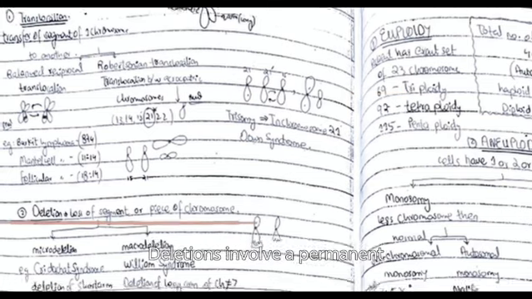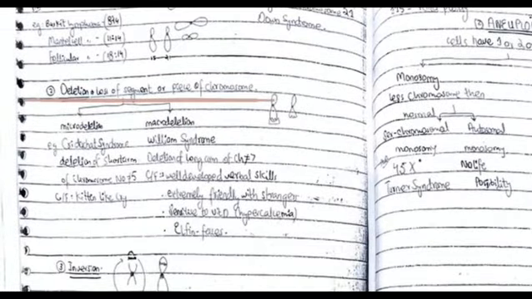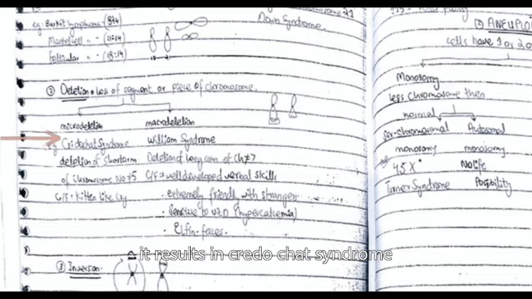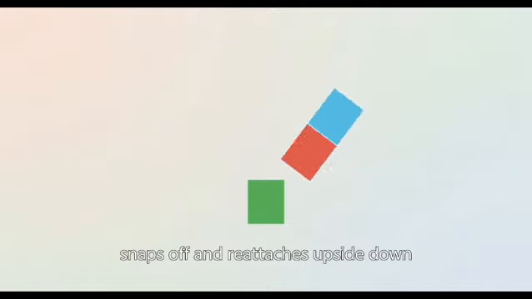Deletions involve a permanent loss of a chromosomal segment. If the short arm of chromosome 5 is deleted, it results in cri du chat syndrome, recognizable clinically by a distinctive, high-pitched vocalization. Inversions occur when a segment snaps off and reattaches upside down.